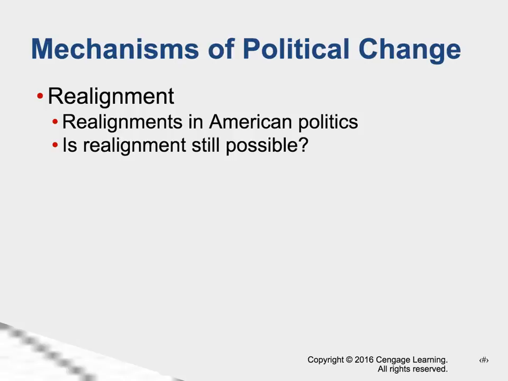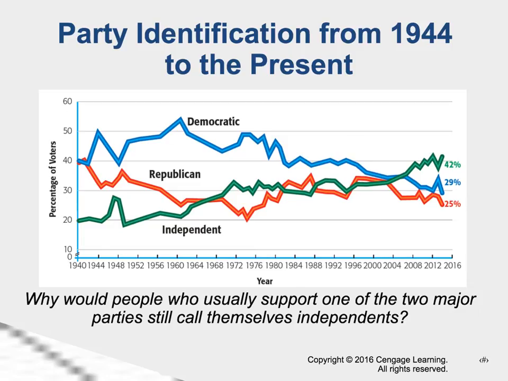One mechanism of political change is realignment, in which major blocks of voters switch allegiance from one party to another. Realignments were manifested in the elections of 1896 and 1932.